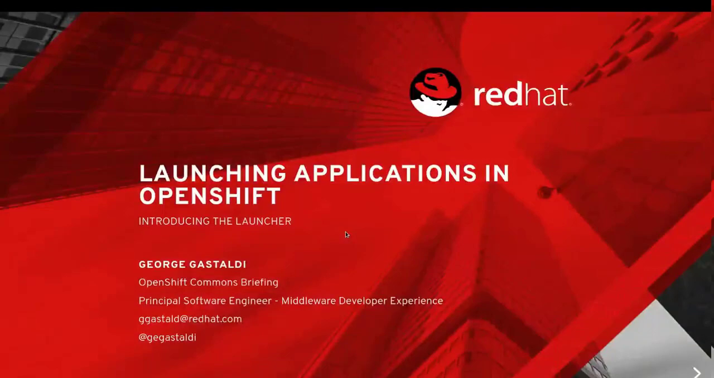This time we're going to talk a little bit about launching applications in OpenShift, and there are lots of different ways of doing this, but we're going to introduce the launcher. And I'm going to let George Gastaldi, who's with Red Hat, talk a little bit about the projects he's been working on, and I say projects because it's more than just one thing. He's come from the middleware developer experience group, and he's going to give us a demo of some new tools, or oldish tools. So I'm just going to let him explain.